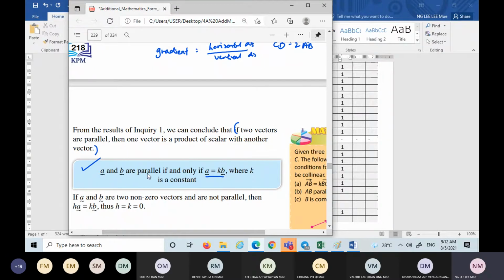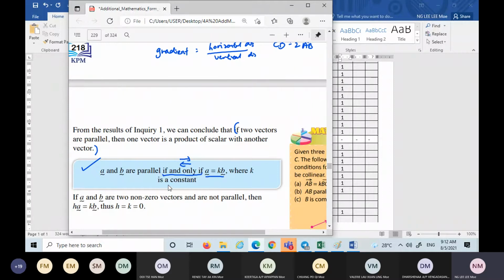So A and B are parallel if and only if A is equal to KB. K is a constant, which is the scalar. A and B are the vectors. Be careful with this. If and only if means two-way. So if A and B are parallel, then A is equal to KB. The other way around: if A equals KB, then A and B are parallel. So you have to understand the meaning of this if and only if.